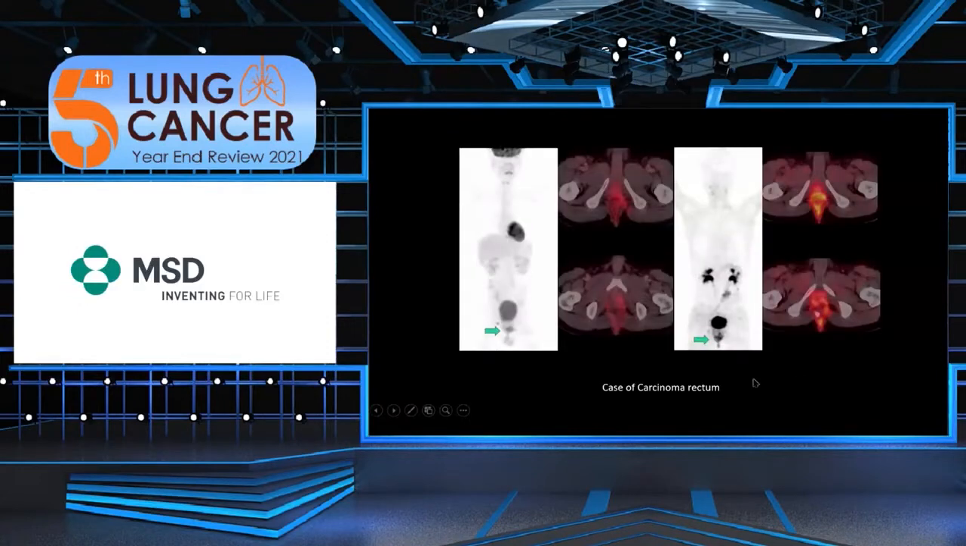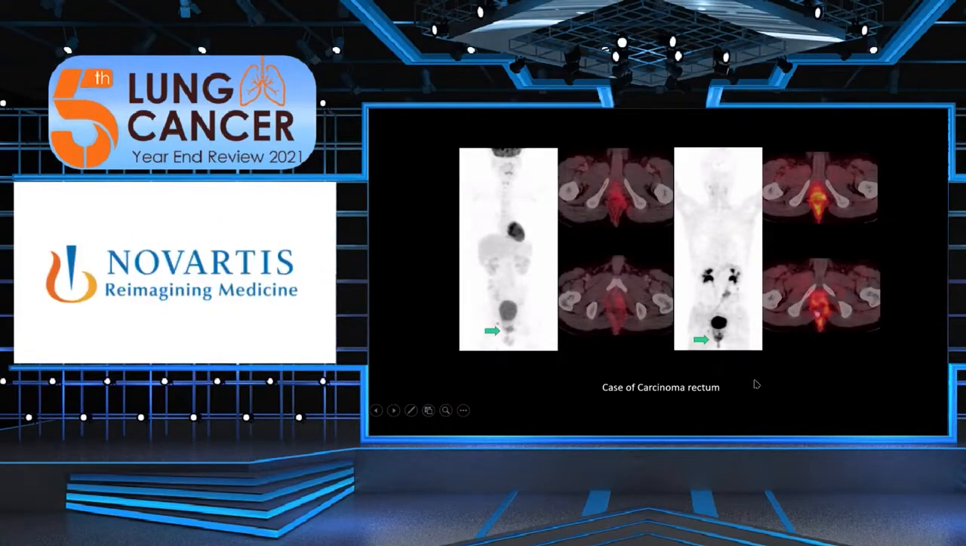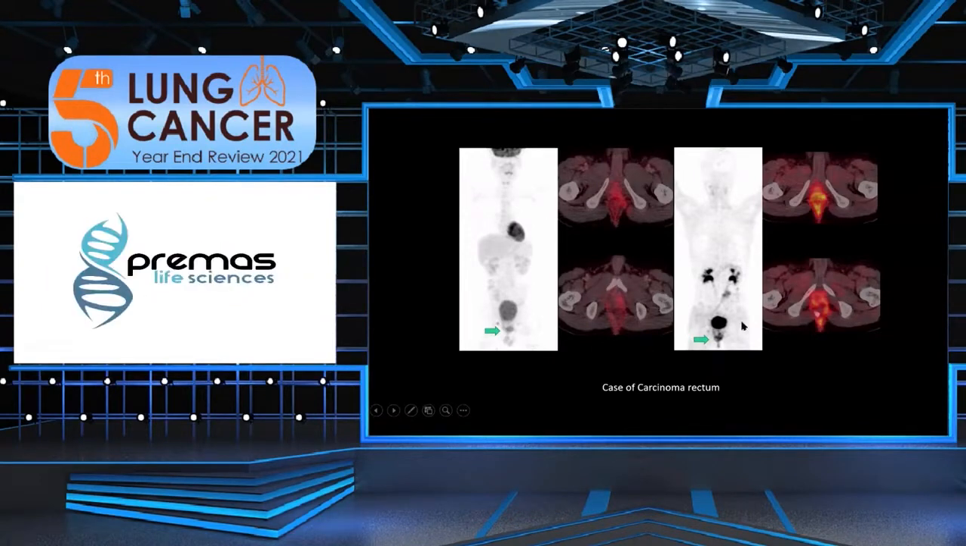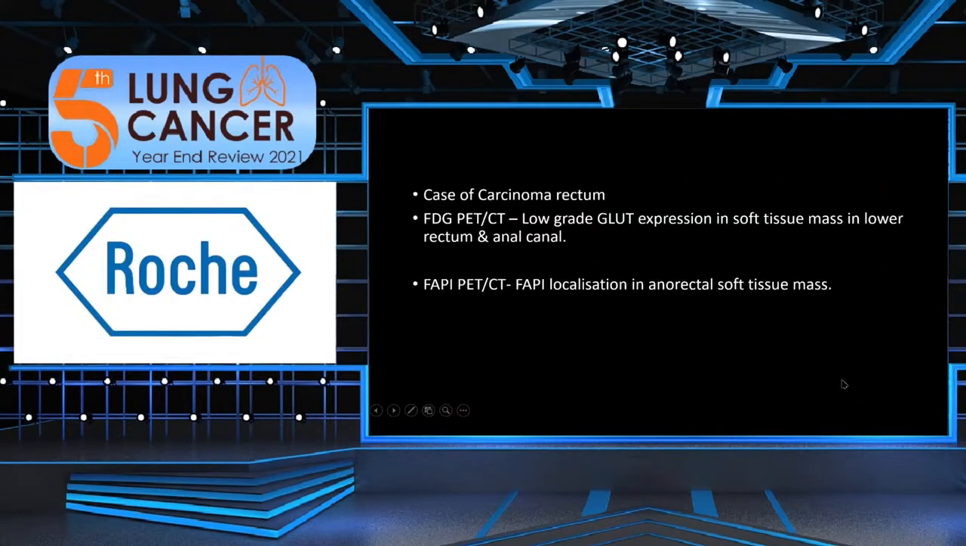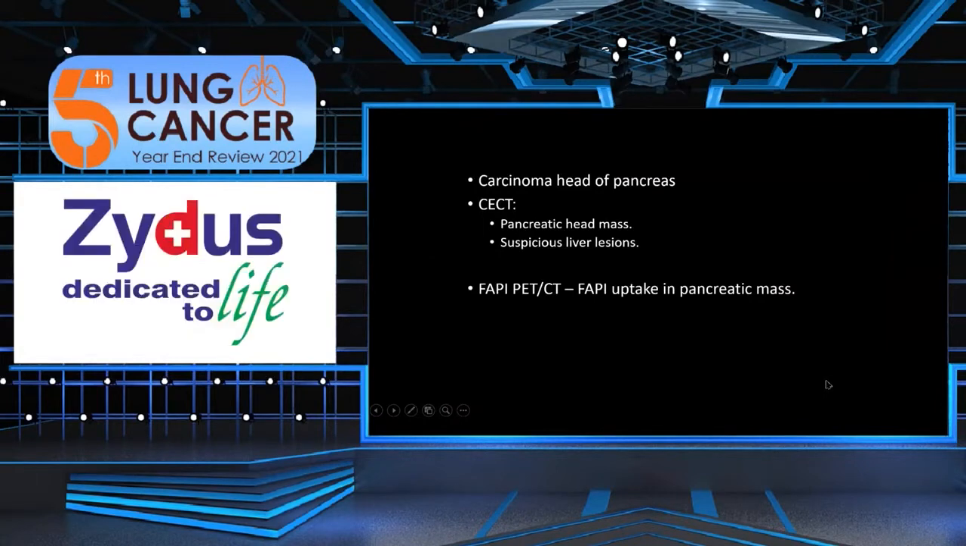And this is a case of a carcinoma of the rectum, and one of the important problems in the post-treatment scenario is that we have fibrotic tissue and we do not know whether it is viable or not. This is a case where there is equivocal uptake on the PET, but we are able to see excellent uptake on FAPI. The adenorectal soft tissue mass.